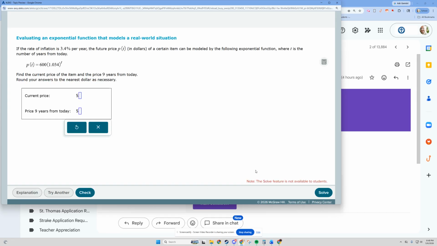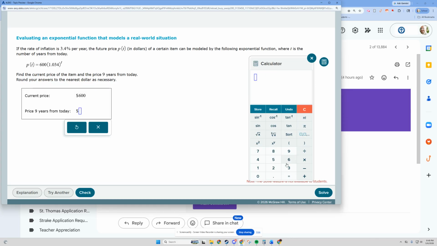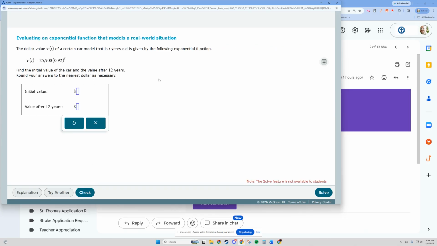Let's try another one. Perfect. It is currently 600, but with inflation, I can actually do it like this: 1.034 raised to the 9th gives me this, and then multiply it by the original amount. Press enter, 810.66. Oh, round to the nearest dollar. Okay, fine. Guess we got to pay attention to that.